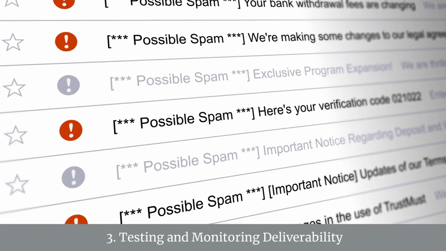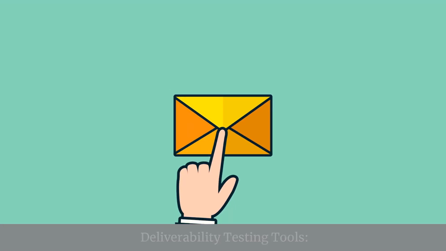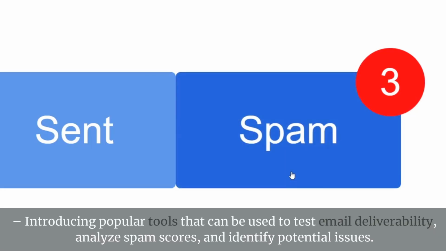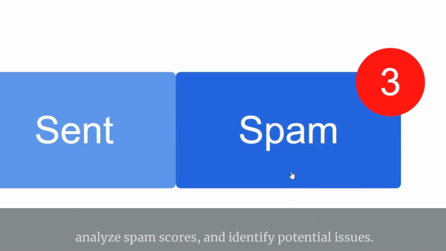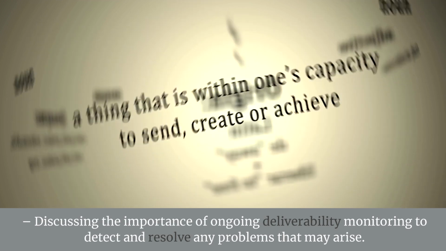3. Testing and monitoring deliverability. A. Deliverability testing tools. Introducing popular tools that can be used to test email deliverability, analyze spam scores, and identify potential issues. B. Deliverability monitoring. Discussing the importance of ongoing deliverability monitoring to detect and resolve any problems that may arise.